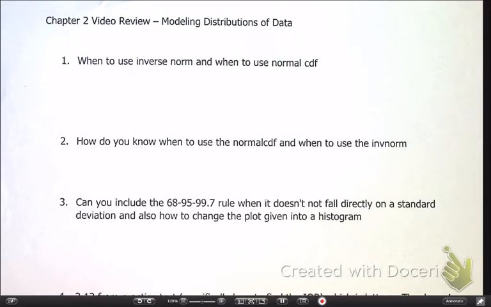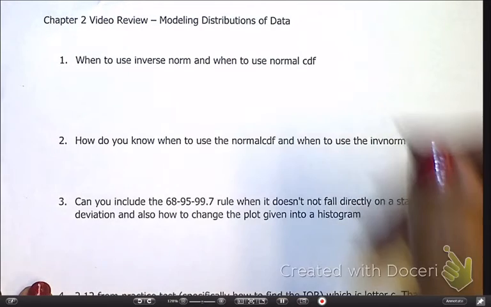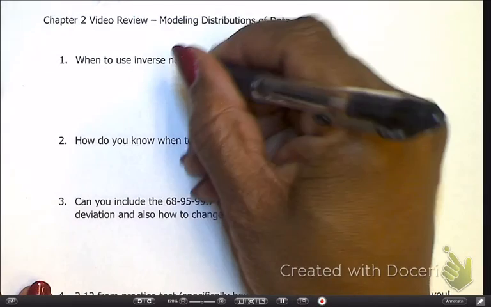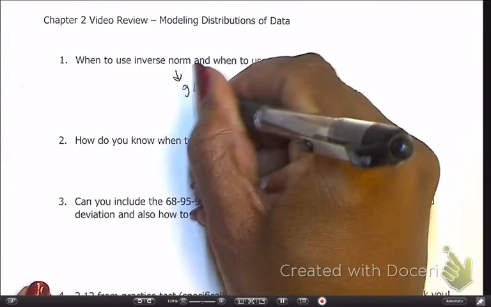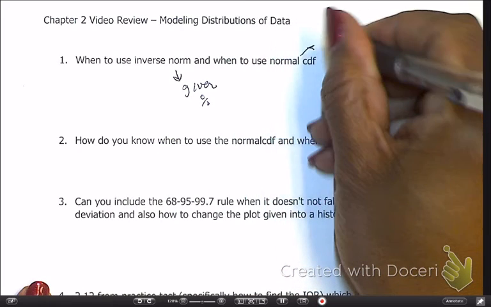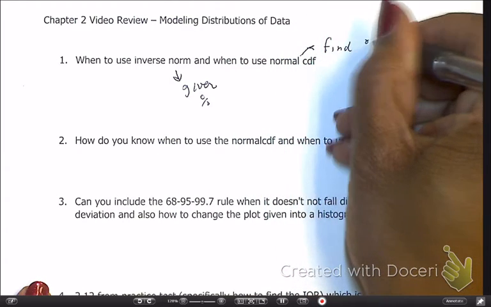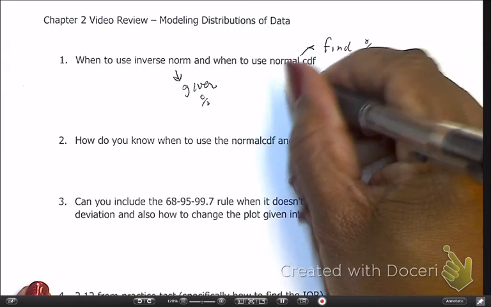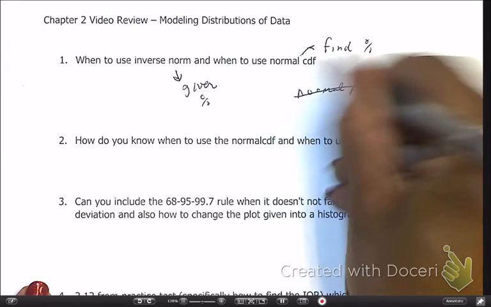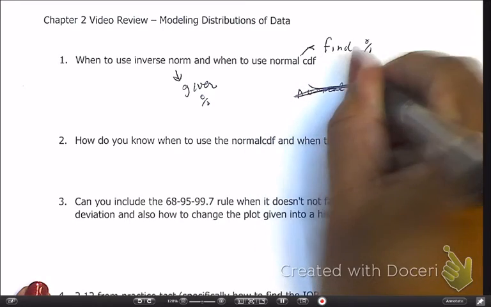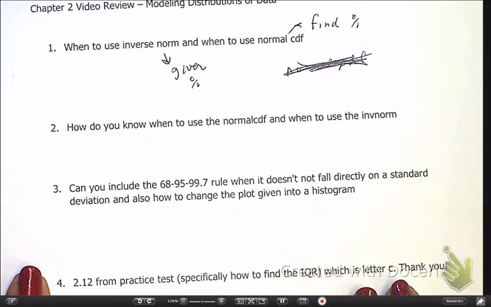So now I want to take a minute to look down at the list and then see what else I need to cover. Okay, so when to use it? You use this when you're given a percent. Use that when you want to find the percent. And remember, normal PDF, never, ever, ever. Okay, next, how do I use it?